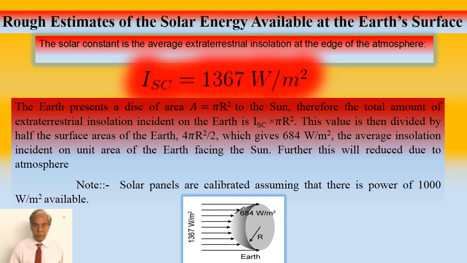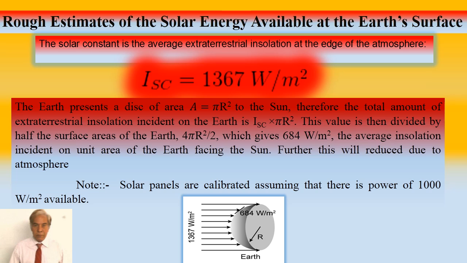The solar constant is the average extraterrestrial insolation at the edge of the atmosphere. ISC equals 1367 watt per square meter. The Earth presents a disk of area pi r square to the Sun. Therefore, the total amount of extraterrestrial insolation incident on the Earth is ISC into pi r square.